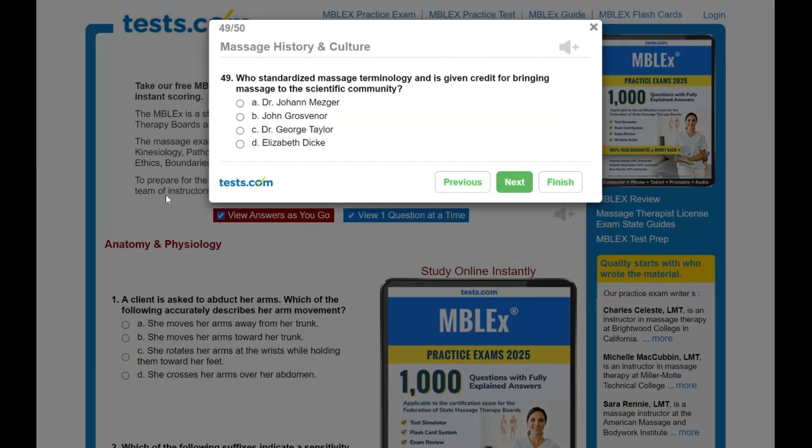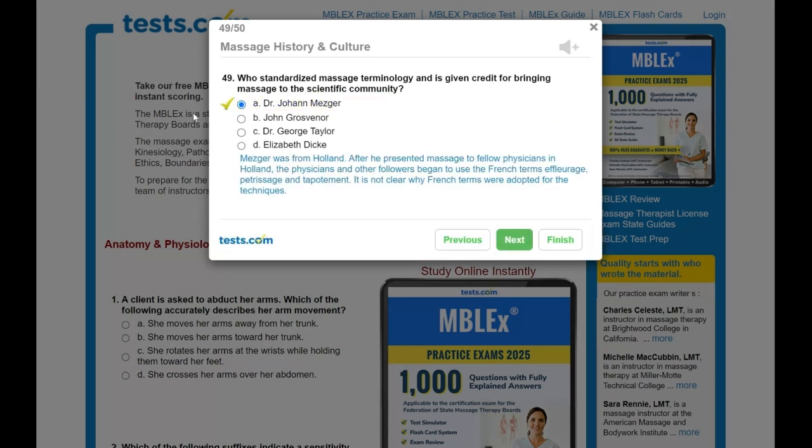Massage history and culture. Question 49. Who standardized massage terminology and is given credit for bringing massage to the scientific community? A. Dr. Johann Mesger, B. John Grosvenor, C. Dr. George Taylor, D. Elizabeth Dickey.